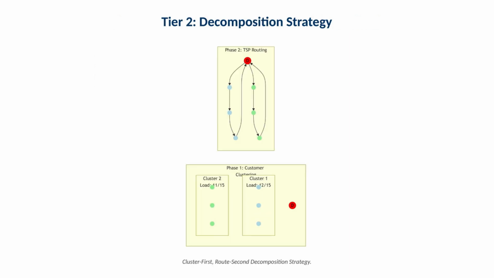This figure shows the decomposition strategy. The clustering step groups nearby customers while respecting capacity, and the routing step sequences visits inside each cluster. The intuition is that geography drives travel cost, so building clusters based on spatial proximity and demand often produces sensible routes quickly.